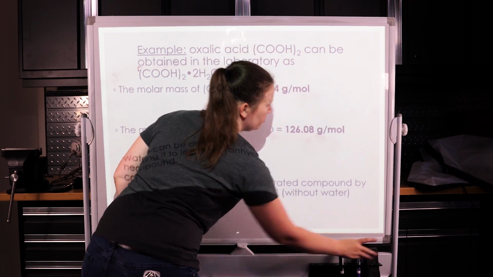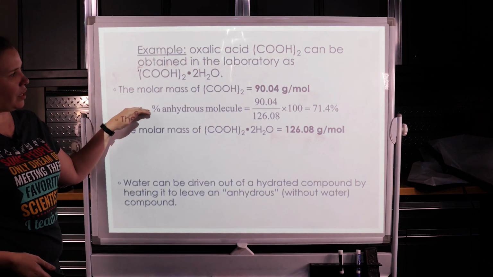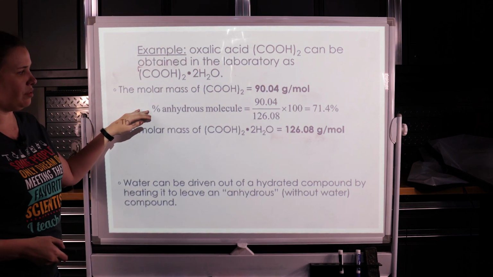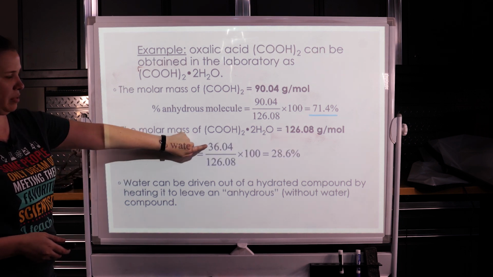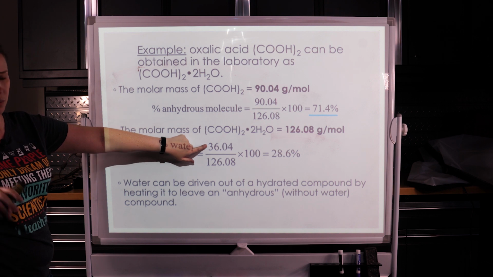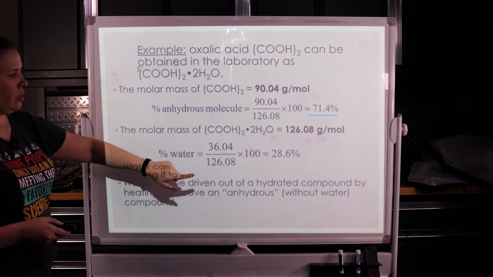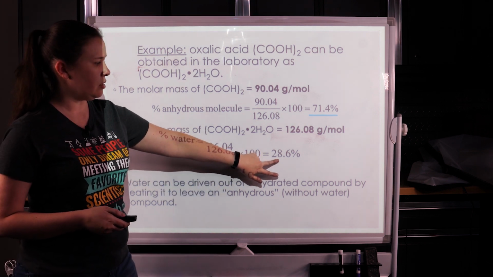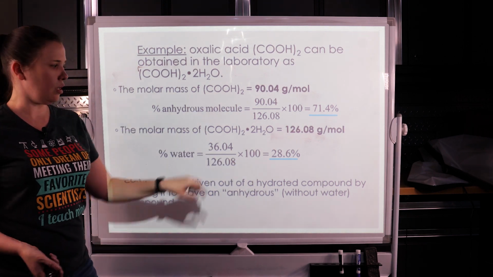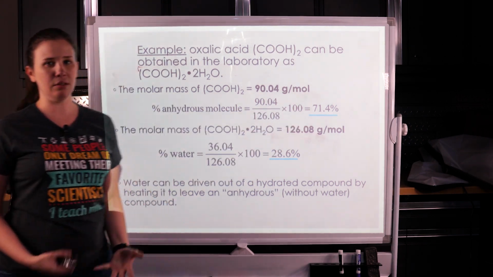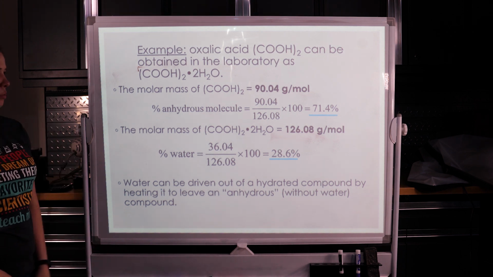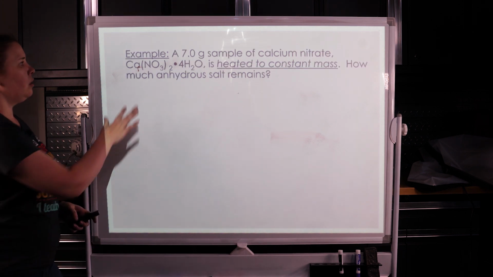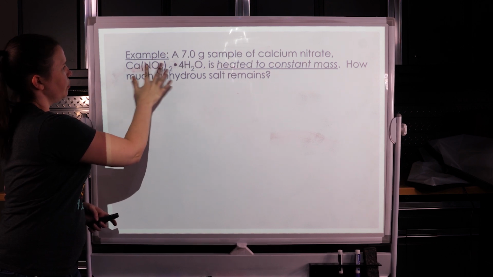All right. So for the percent anhydrate, you should get 71.4%, and then the mass of the two water molecules is going to be 36.04. Either of the two methods I talked about will get you that number, and then it'll be 28.6%. Notice, just like with regular percent composition, these two numbers should still add up to 100. So that's how we can get our percentages for the different parts. Now, why is that useful? Where can that come in handy?